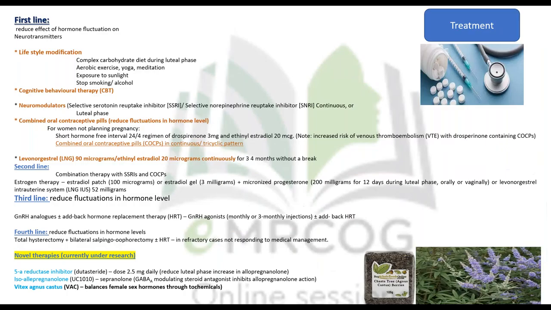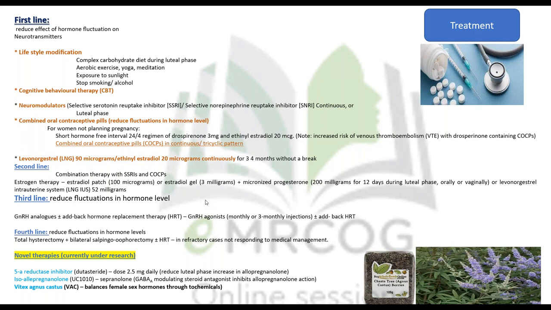Okay, so guys, let's have a look again at the treatment. So we have reached the third line of treatment. First line, remember: lifestyle modification, CBT, neuromodulator like SSRI, or for the woman who doesn't want to have children now, we can use a combined hormonal contraceptive, or a combination between levonorgestrel and ethinyl estradiol for 3-4 months without a break. Second line is a combination between SSRI and COC, or a combination between SSRI and estrogen therapy, estradiol patch plus micronized progesterone or levonorgestrel.